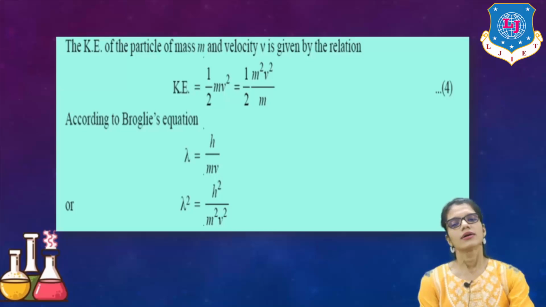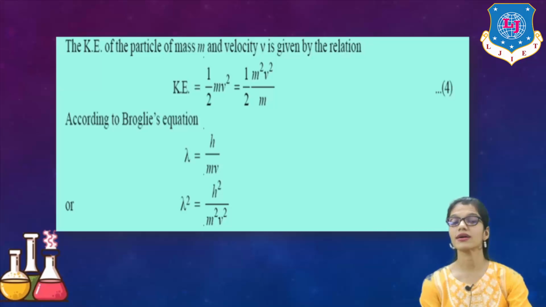Now, the kinetic energy of the particle: because the particle is in movement, it has kinetic energy. The kinetic energy of a particle which has mass m and velocity v can be given by the relation kinetic energy KE is equal to 1/2 m v square. Let's multiply it by m in the numerator and the denominator. We will obtain 1/2 into m square v square by m. This is our equation number 4.